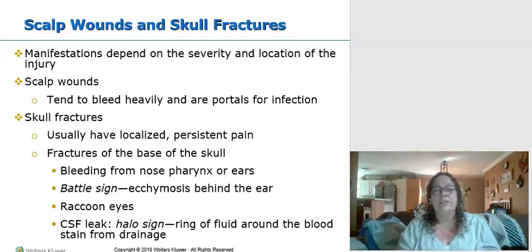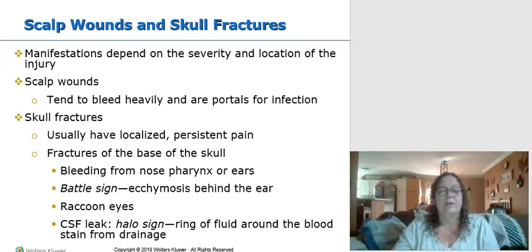Skull fractures usually have localized persistent pain. Fractures at the base of the skull may have bleeding from the nose or ears. We need to make sure, do the halo test to check for cerebrospinal fluid. Other signs could be Battle signs. It's the bruising behind the ears or raccoon eyes, bruising of the bilateral eyes.